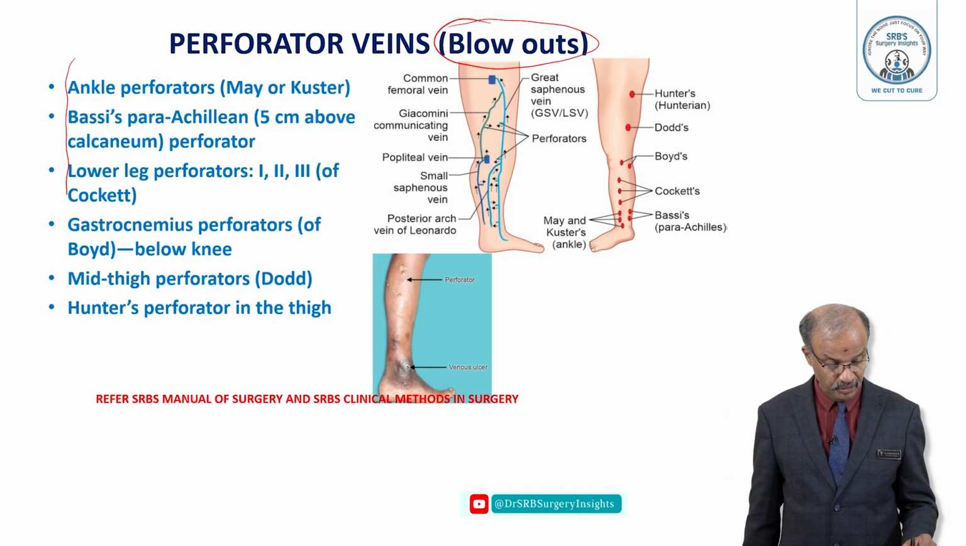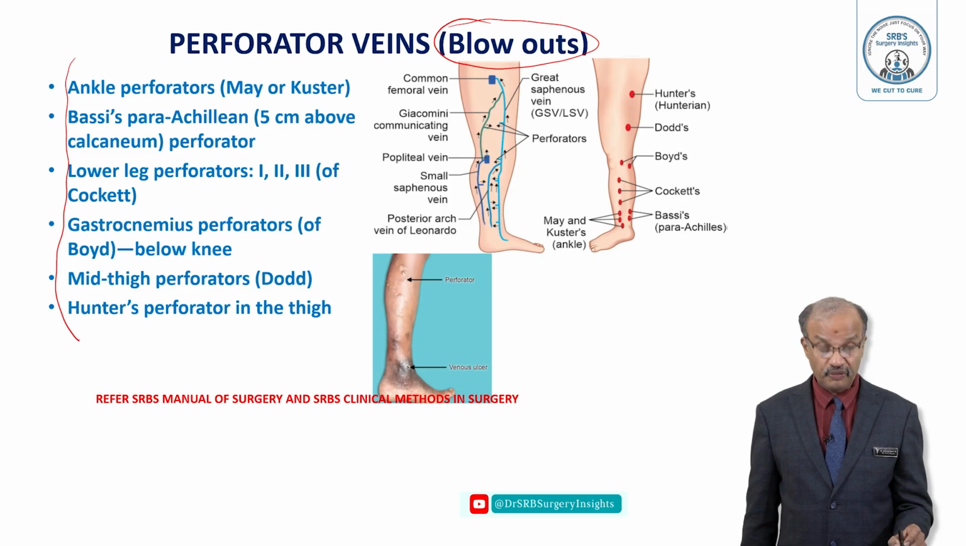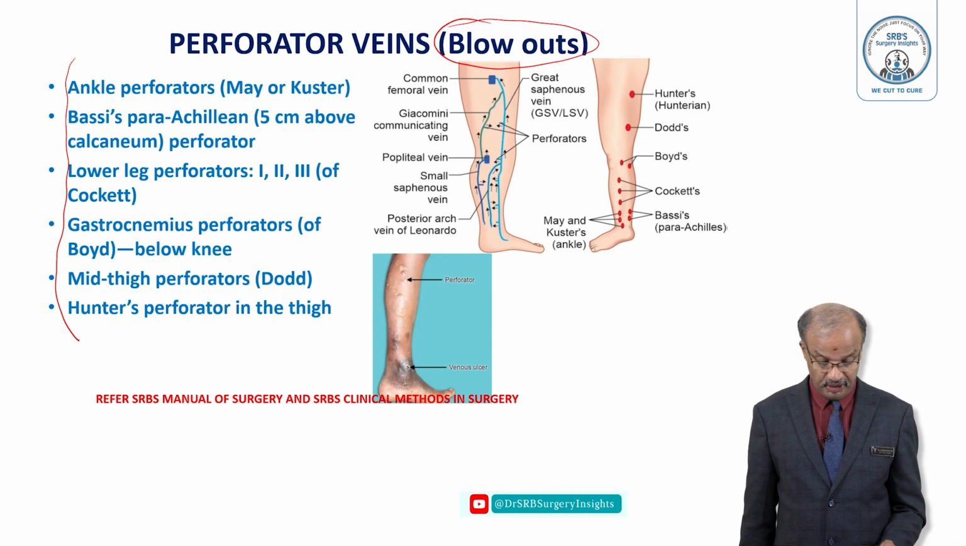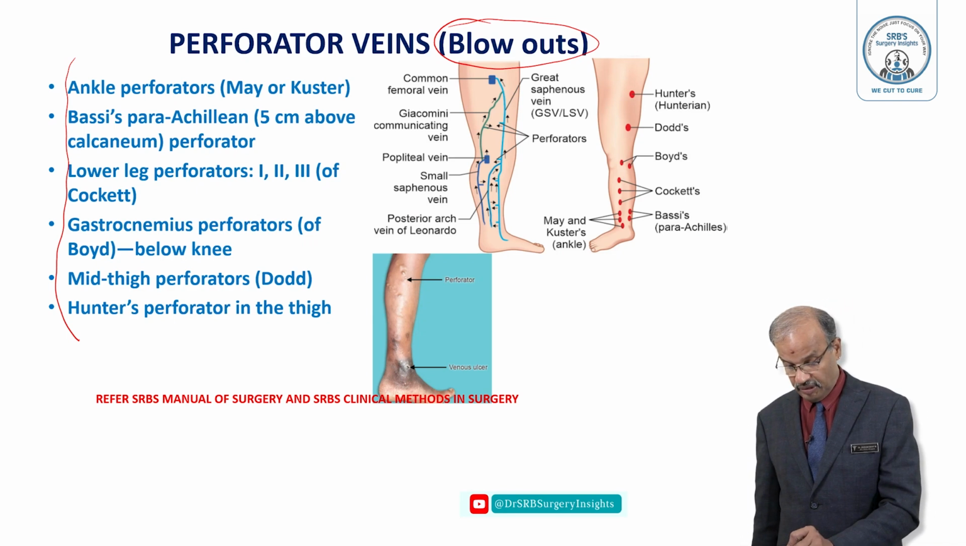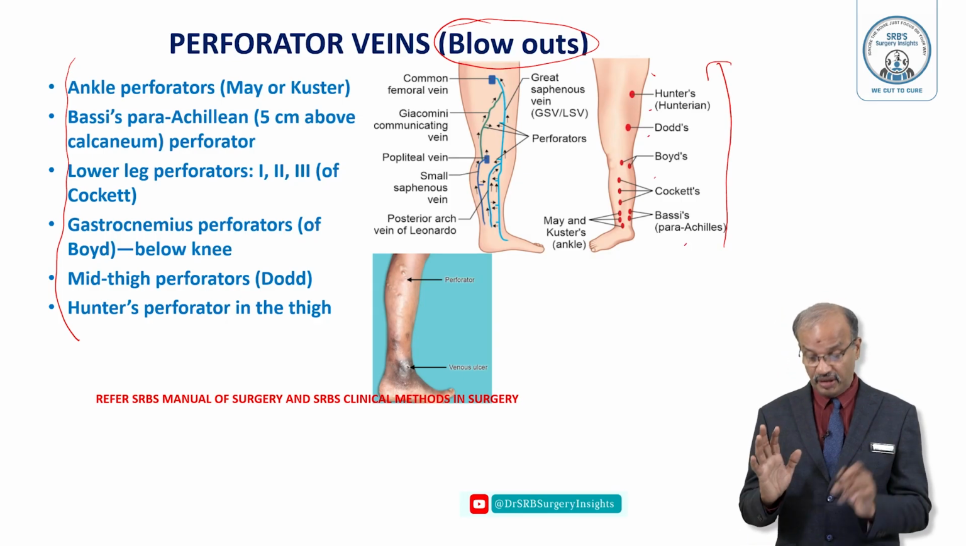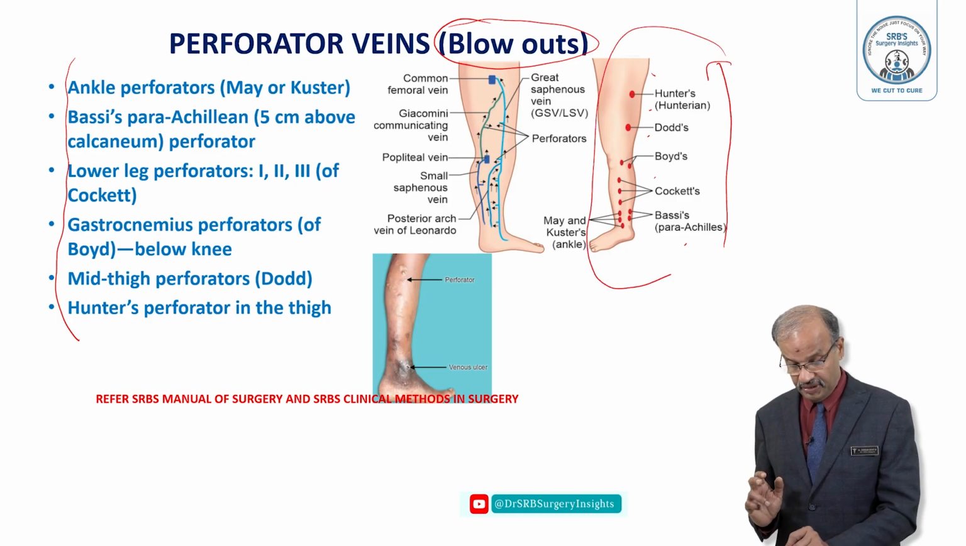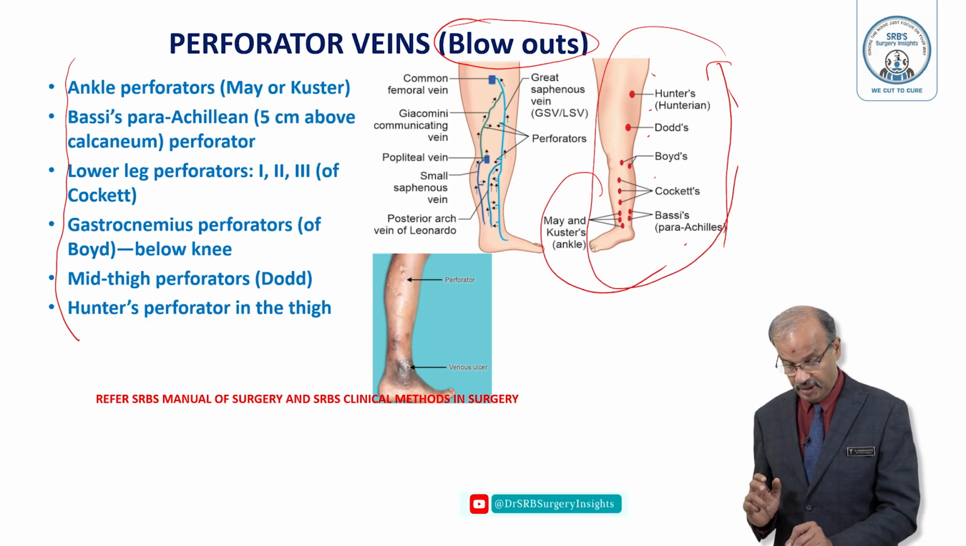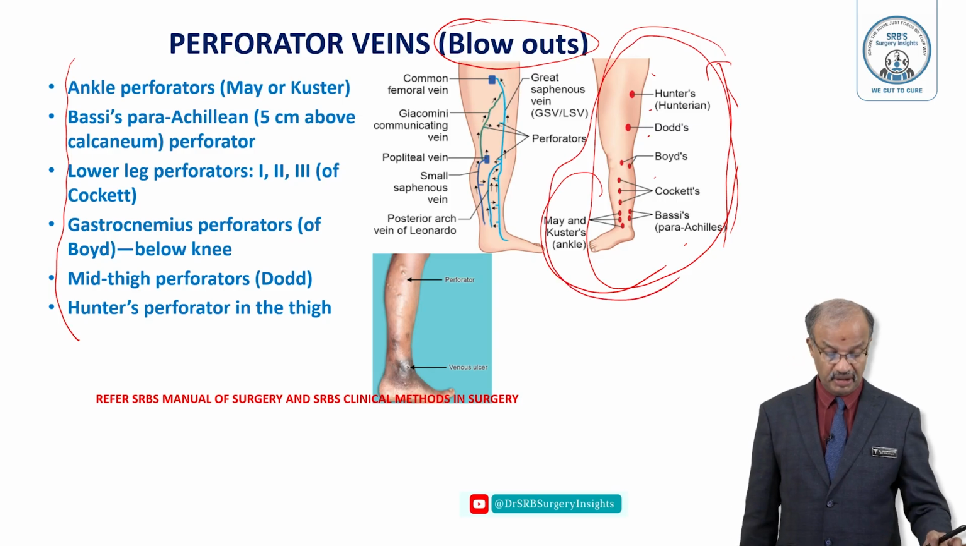All these names I'm not going to go through in detail. Ankle perforator, Achillean perforator, calcaneal, lower leg 1, 2, 3, gastrocnemius perforator, Boyd's, mid thigh perforator, Hunter's perforator in the thigh. All this is named from below upward. You can always see the anatomical locations 1, 2, 3, 4, 5. Just remember this diagram in the exam when they ask. Once you remember this diagram, you'll be able to reproduce it in the exam.